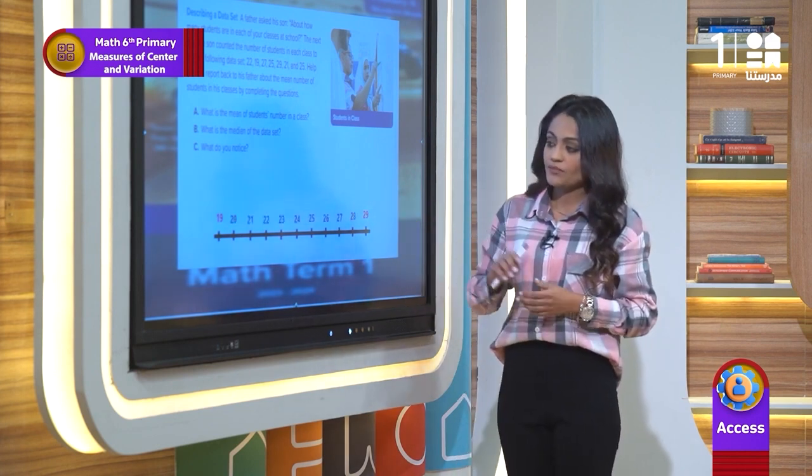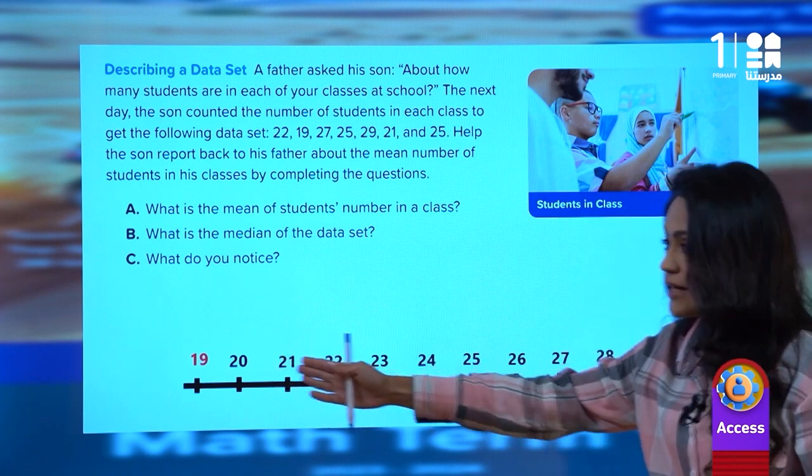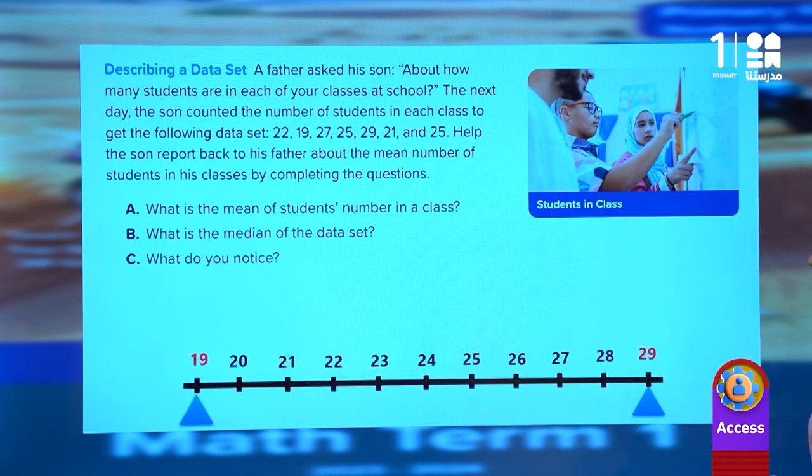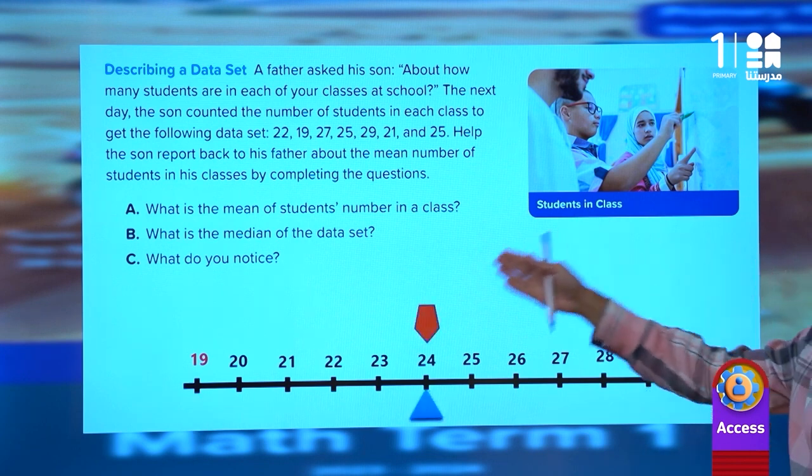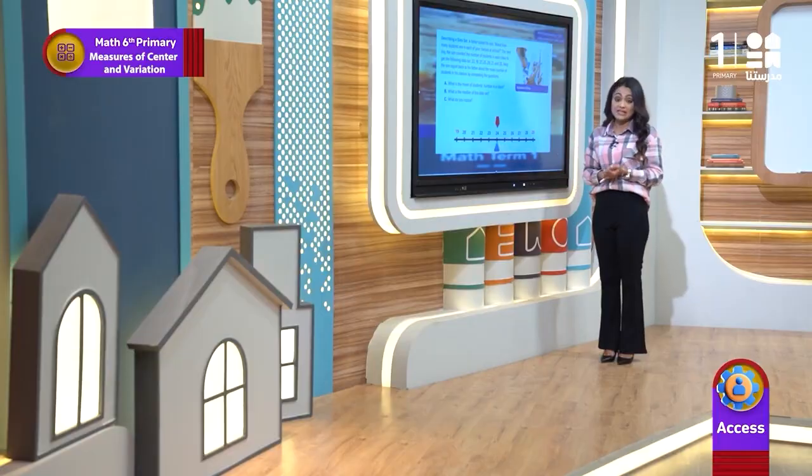Look here. These are all the data that we have in between them. Okay, then we will get the point that will maintain the balance. Look here. Exactly, it's 24 that makes the balance, right?